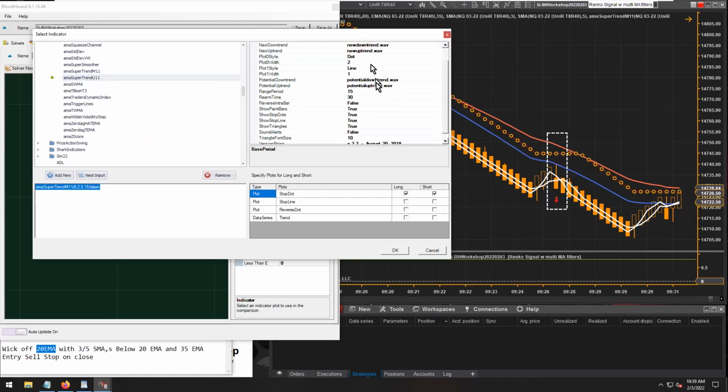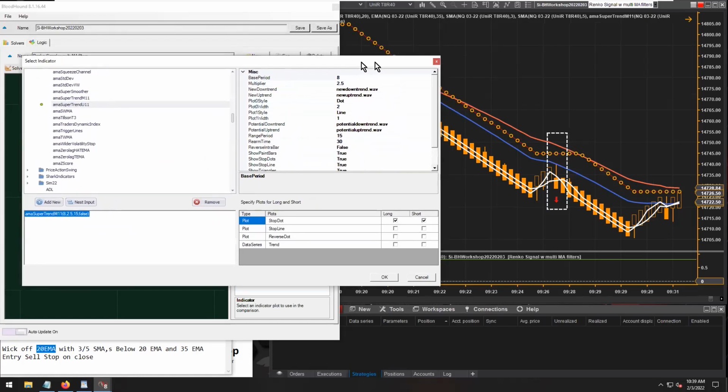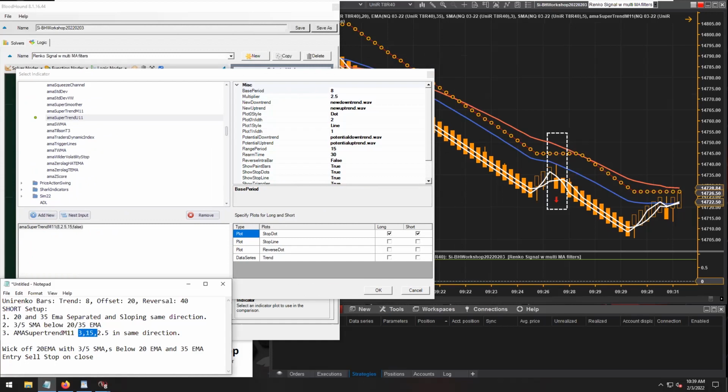Some of the other things I need to do here: we're using custom settings here. So 315, 2.5.